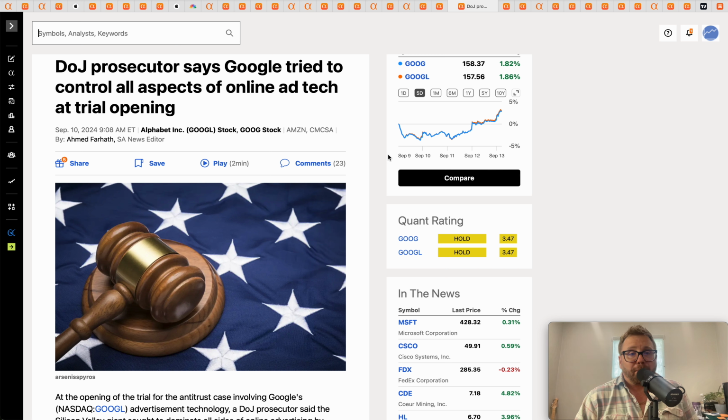Now, a DOJ prosecutor is saying Google tried to control all aspects of online tech at a trial opening. So Google's in the midst of another antitrust, or at least this is a Department of Justice trial. Those are probably two separate things. But the company is now battling the government based on its ad tech. And as most of you probably know, Google controls the entire ad bidding process end to end.